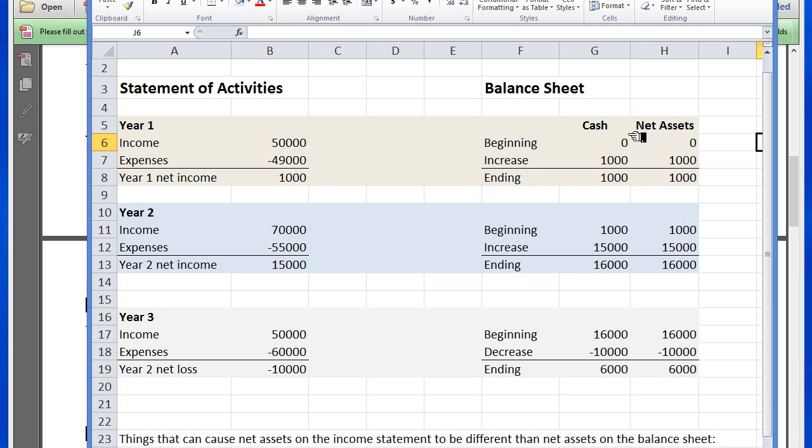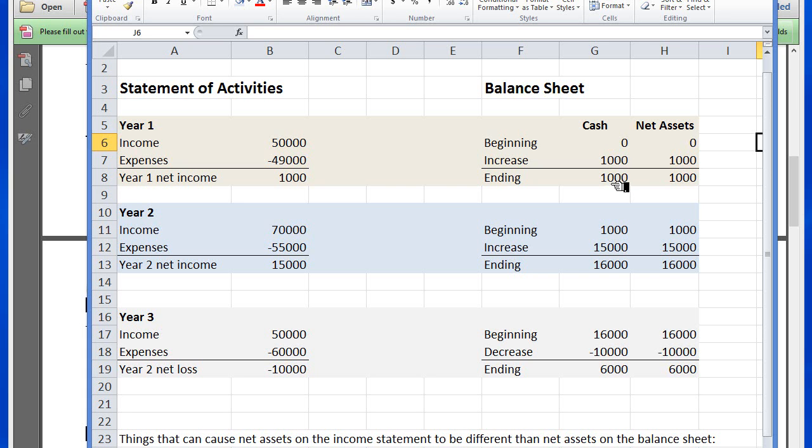So what happened in your bank account? Well, you deposited $50,000 worth of checks, contributions, program service fees, whatever, and you had $49,000 in expenses. So that left you with an increase in your bank account of $1,000. So your bank account balance at the end of the year was $1,000.